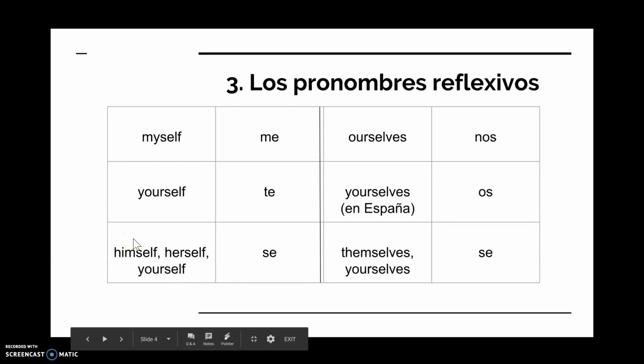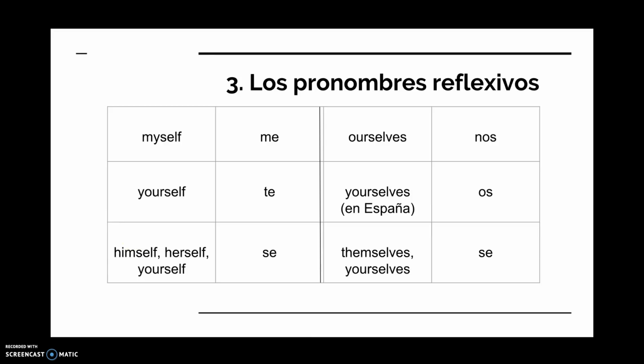Next, you need to make sure that you write down at the top of página 2 the English and Spanish for the pronombres reflexivos, because there is a reflexive pronoun that matches up with each verb form. Me means myself, and it matches up with the yo form. Te means yourself, and it matches up with the tú form. Se means himself, herself, or yourself, and it matches up with the él, ella, usted form.